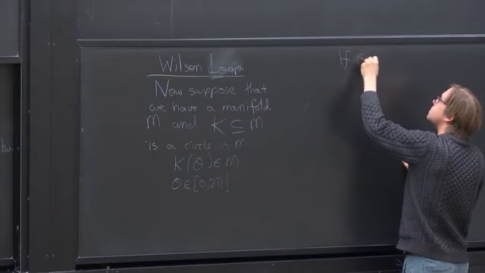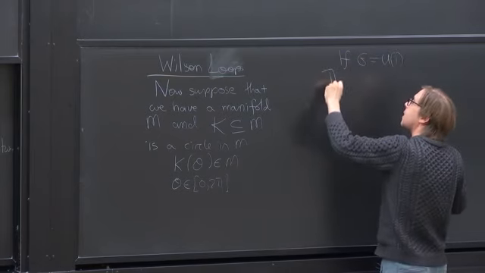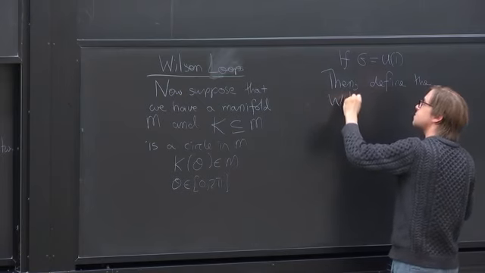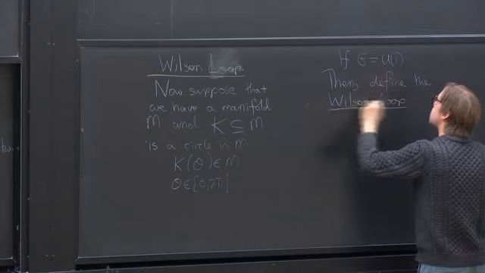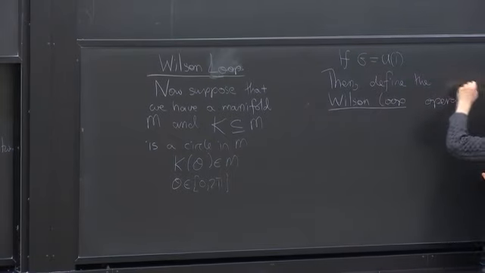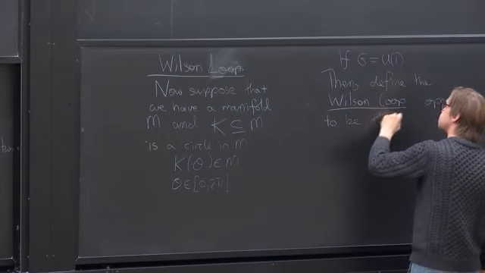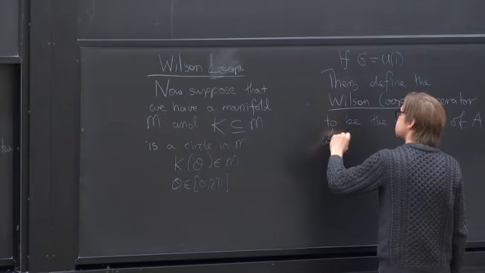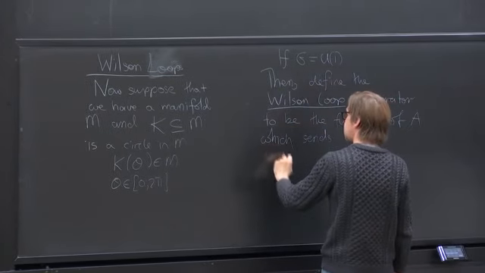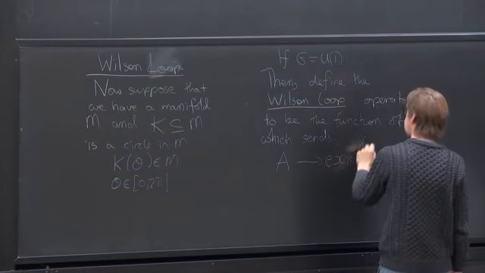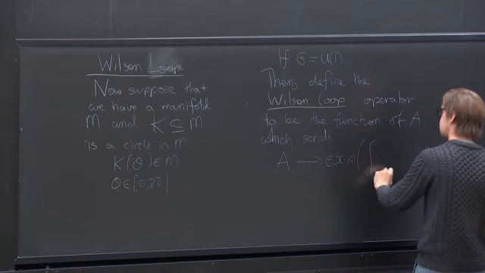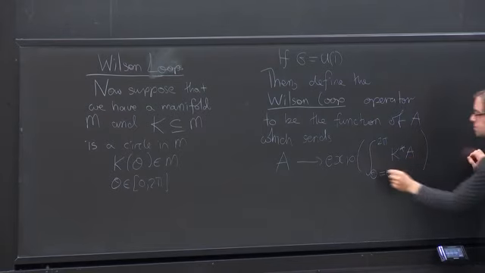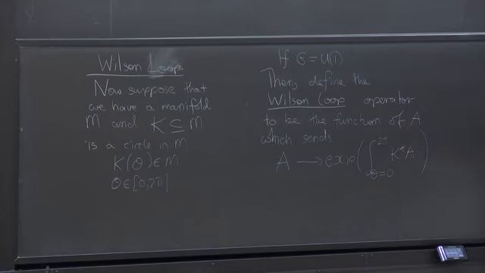So let's take the group G equals U1 for now. Then we define the Wilson line, the Wilson loop operator, to be the function of A which sends A to the exponential of the integral from theta equals 0 to 2 pi of A. So we're integrating A over this circle. Okay, so this is gauge invariant.